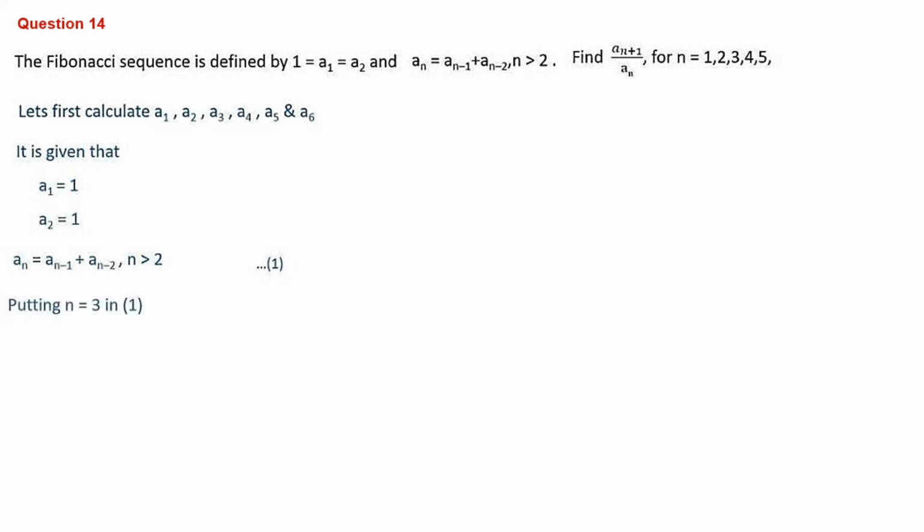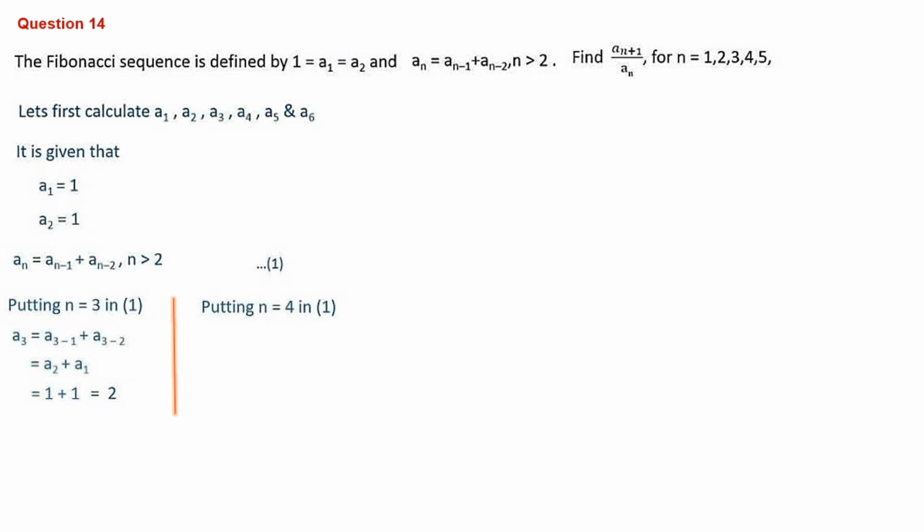So putting n is equal to 3, a3 is equal to a3 minus 1 plus a3 minus 2. The suffix shows the position. That means a2 plus a1. a2 and a1 both are 1 each. So 1 plus 1 is equal to 2. Then n is equal to 4.